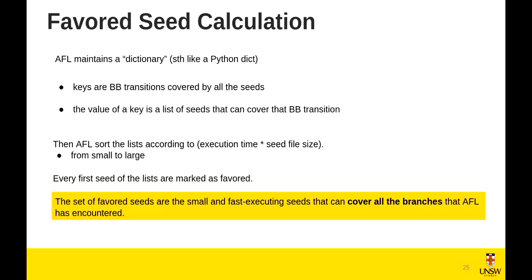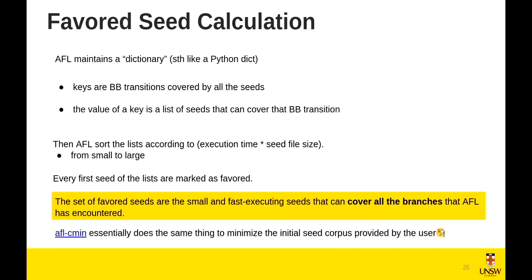So we need to have one favored seed for each key, right? So all the favored seeds could cover all the branches. It's like a minimized set of seeds that can cover all the basic branches that could be covered by all the seeds. So this is how it works.